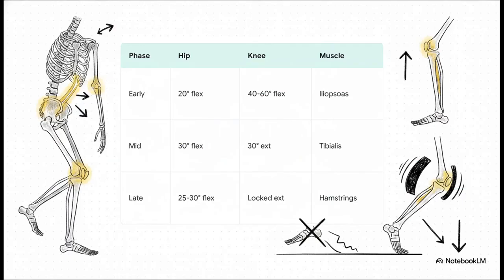So how exactly do the muscles achieve that clearance? Well, in early swing, the iliopsoas heavily flexes the hip to 20 degrees, and the knee rapidly bends up to 60 degrees. By mid-swing, your hip hits its maximum flexion of 30 degrees.